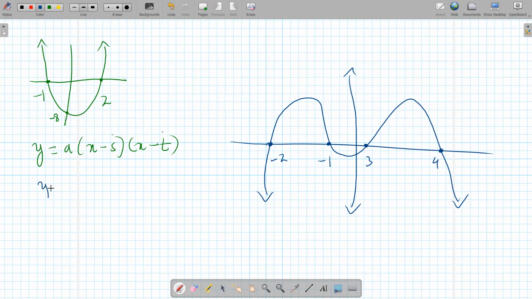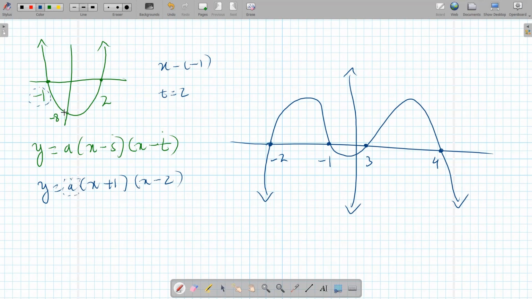Look at this. It's very, very simple. It's going to become x minus s, so it's going to be x minus -1, right? X minus -1 becomes x plus 1 in this bracket. And then x minus t, well, t is 2, so it's just going to be x minus 2. We're not quite done yet because we need the leading coefficient, right? We need the a value.